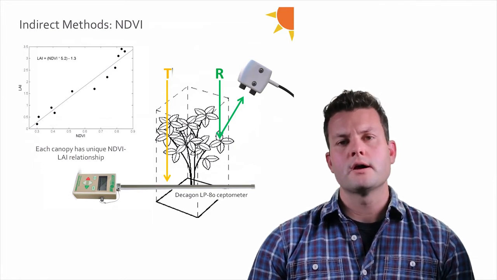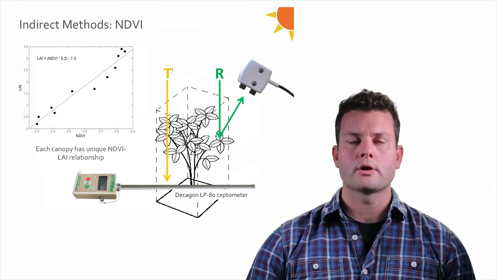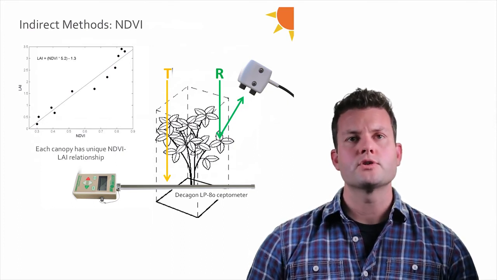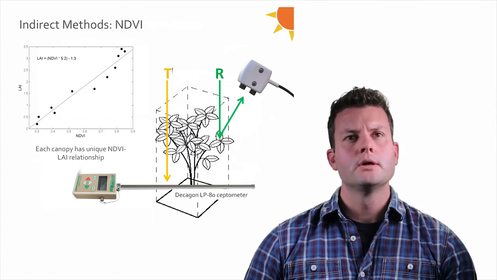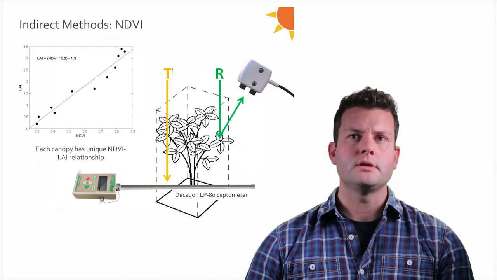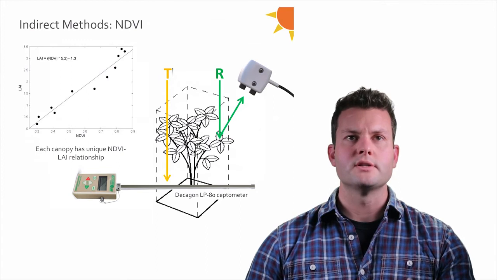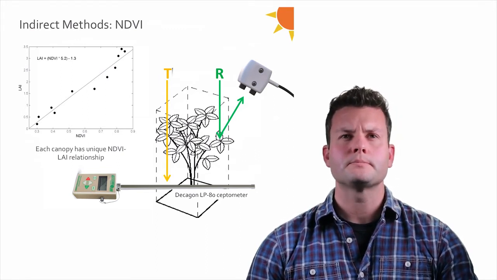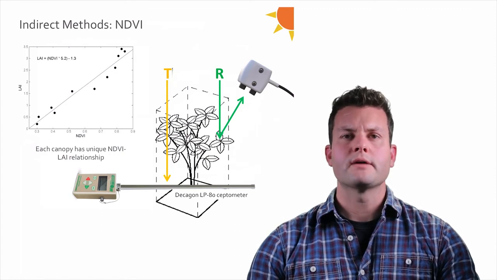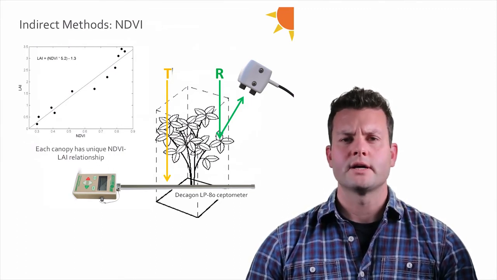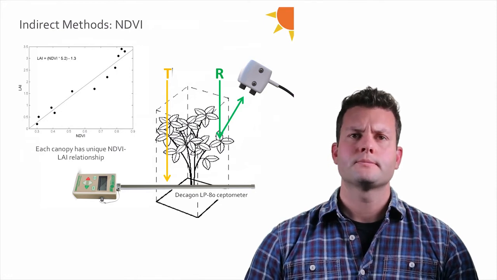And then if we collect enough of those values over time or across space, we could develop something like what I've shown here, a linear regression relationship. And then we could use the subsequent NDVI values in this empirical equation to calculate leaf area index without having to have the other independent source of LAI for all subsequent measurements.